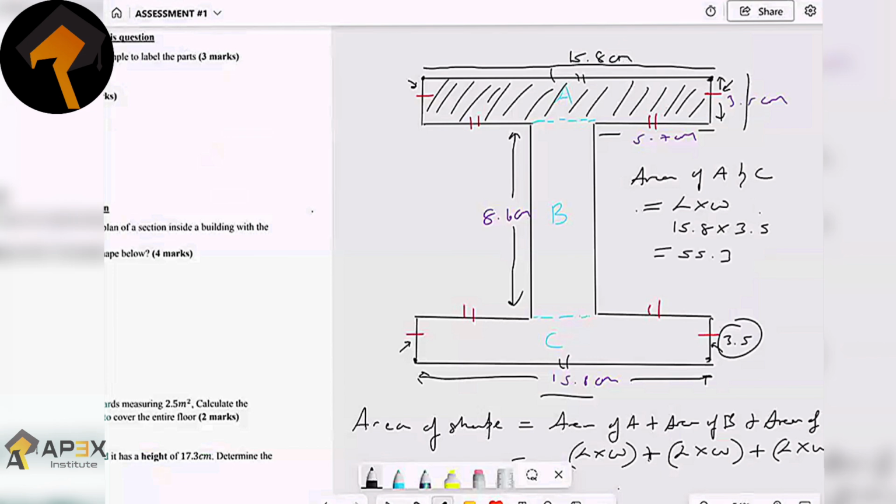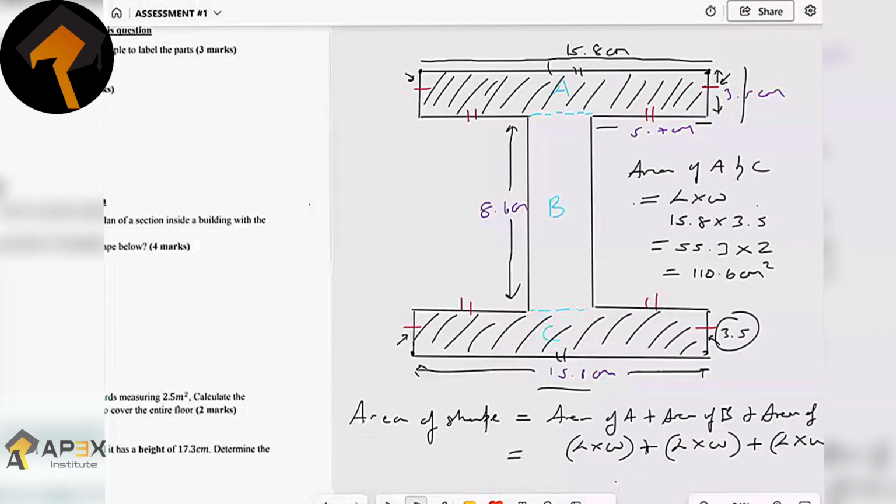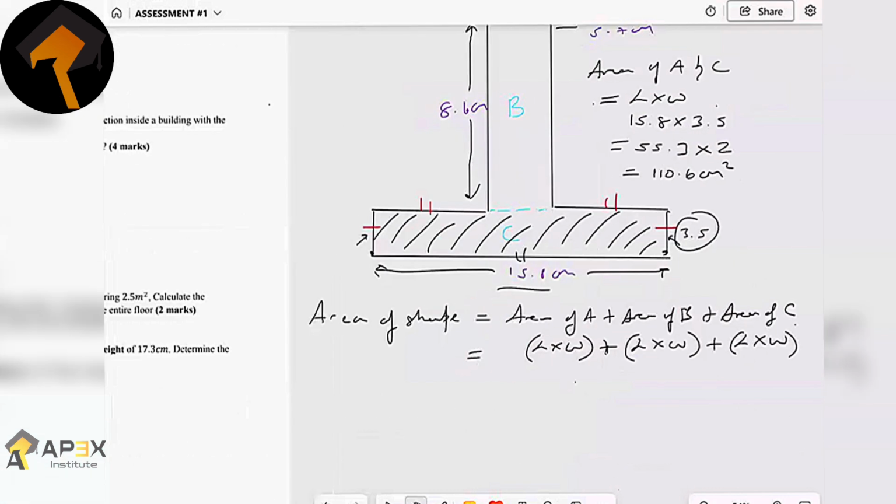And remember that that's just the area of A. So if I times this by 2, I would naturally get the area of A and C because they're essentially the same shape with the same measurement. So then this would be 110.6 squared centimeters. That would be the area of A and C. So I can go down here now and write area of A is 55.3. I already know it's 110.6, but I'm just going to work it out here.